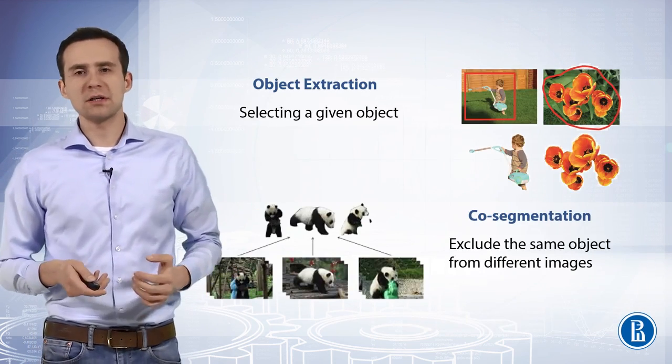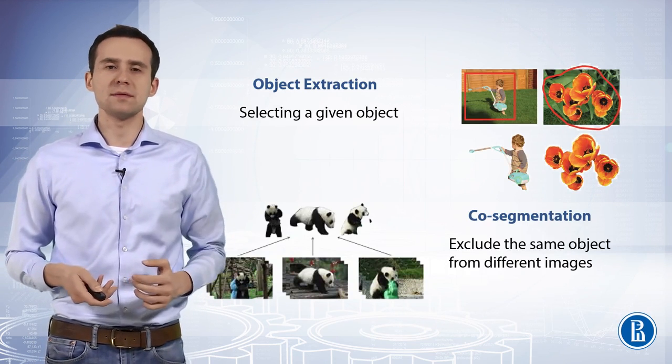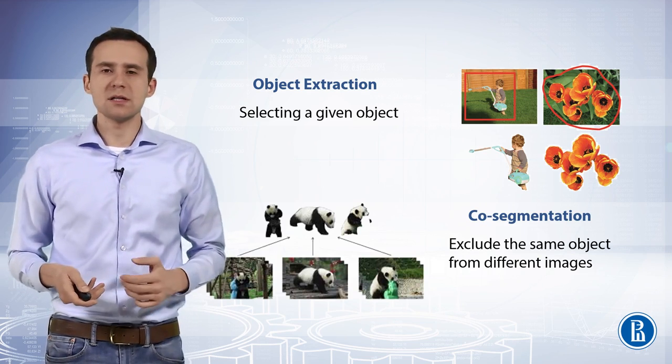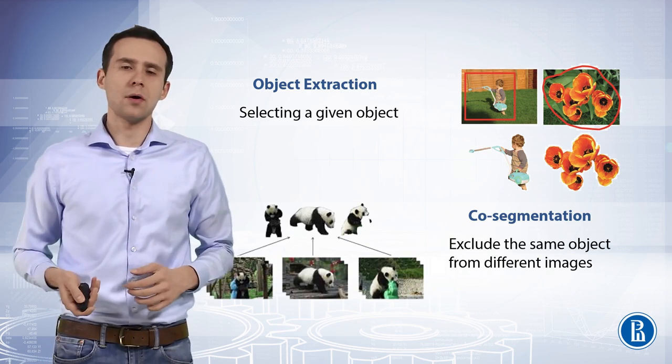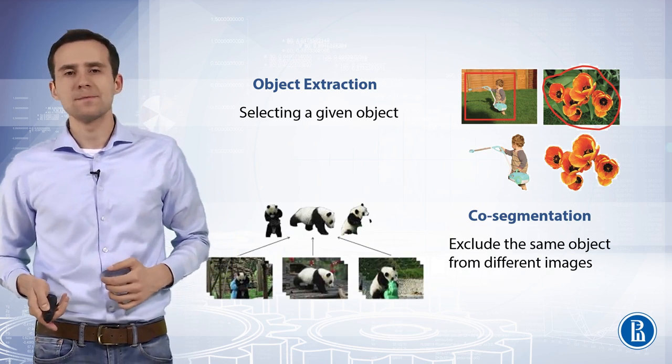Object extraction involves selecting an object that is interactively defined by the user or in some other way. In co-segmentation task, we should select the same instance of an object on all images in the collection.